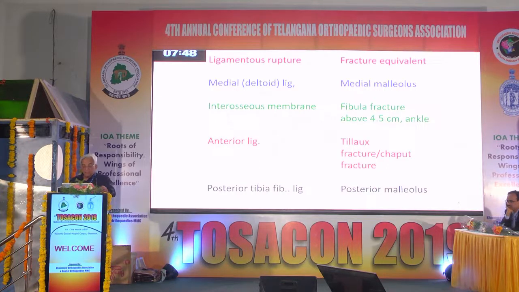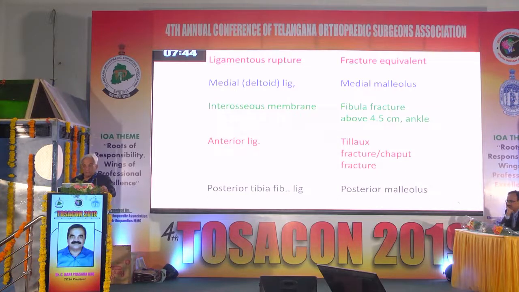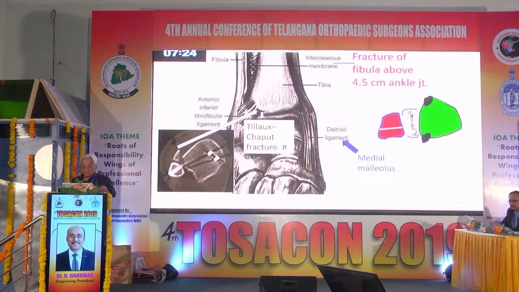Like in a medial malleolus, the medial deltoid ligament is attached. Interosseous membrane, there is a fracture of the fibula. Anterior tibiofibular ligament, there is a Tillaux fracture or a Chaput fracture, as it is known. And the posterior tibiofibular ligament is the posterior malleolus. These are the four fractures which occur there.